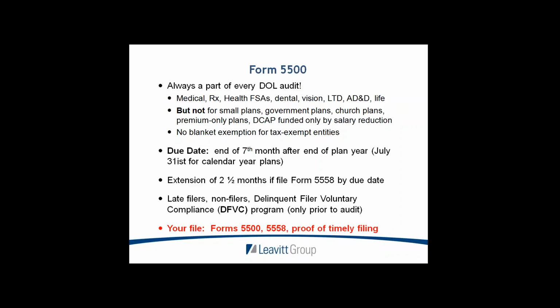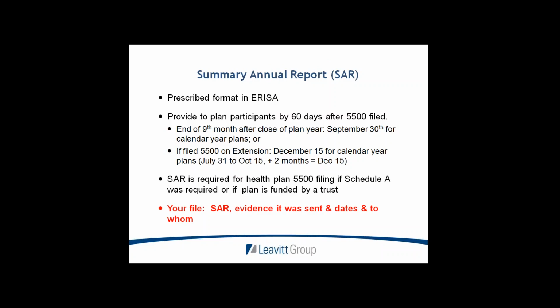And so in your file, you want to have copies of your Forms 5500s, your 5558 if you file an extension, the proof that you filed on time, and any attachments to the forms. If you are a late filer or a non-filer, if you find that there are some years when you should have filed and you didn't, there is the Delinquent Filer Voluntary Compliance Program, DFVC, but you can only use that prior to audit. So once the DOL comes to audit you, unless you can show that you started it beforehand, you won't be able to use it.